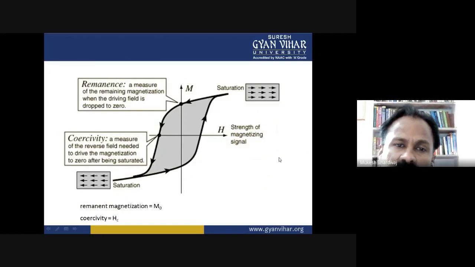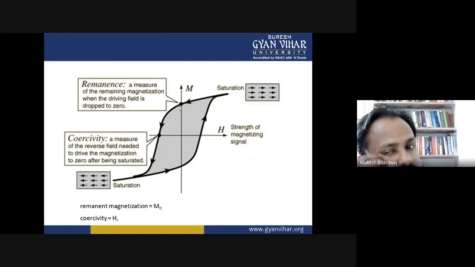Now, if I'm talking about this point, that is remanence, a measure of remaining magnetization when the driving field is dropped to zero. This is saturation. This is coercivity, a measure of the reverse field needed to drive the magnetization to zero after being saturated. This is the reverse saturation, the strength of the magnetizing field. So remnant magnetization is equal to M0 and coercivity is equal to Hc.